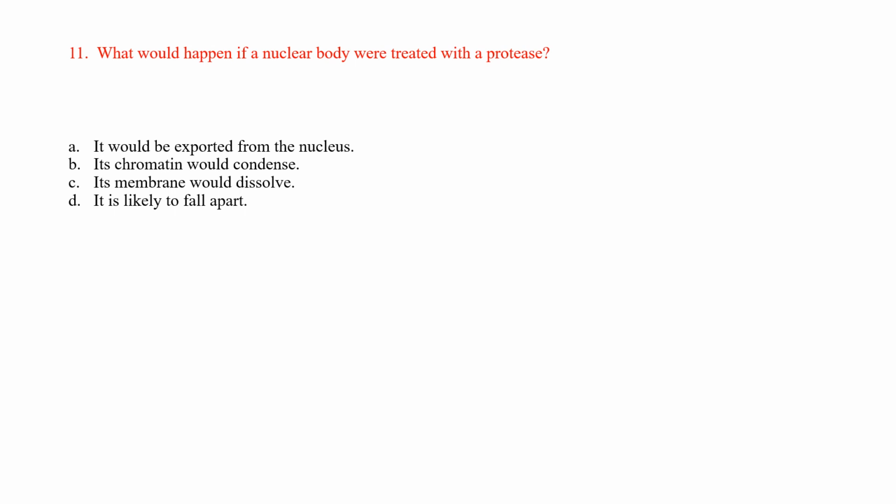Number 11, what would happen if a nuclear body were treated with a protease? A, it would be exported from the nucleus. B, its chromatin would condense. C, its membrane would dissolve. Or D, it is likely to fall apart. The answer is D, it is likely to fall apart. Very simply, a nuclear body is composed mostly of proteins, and a protease is a proteolytic enzyme. It will break down individual proteins, and therefore the nuclear body will break itself apart.